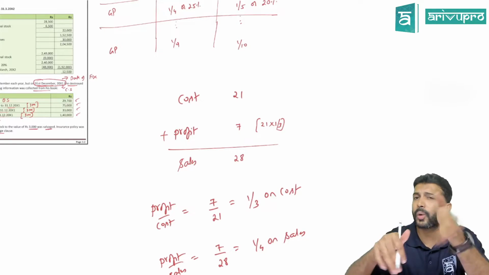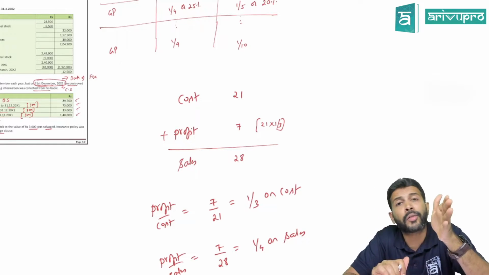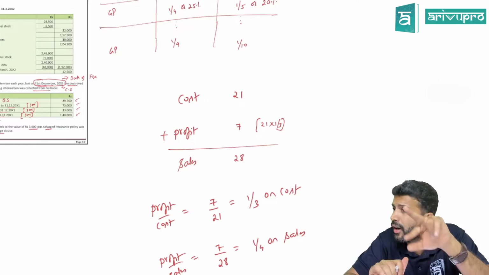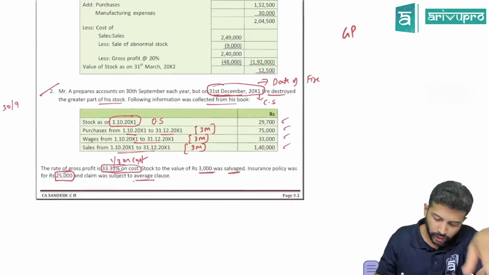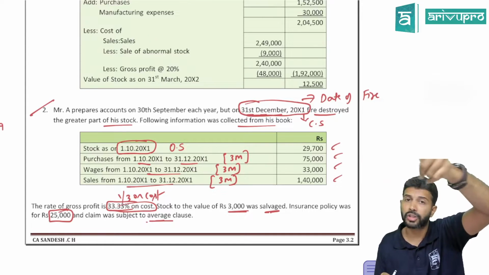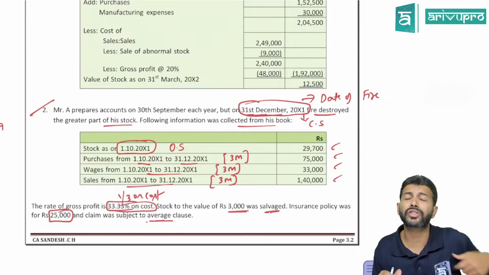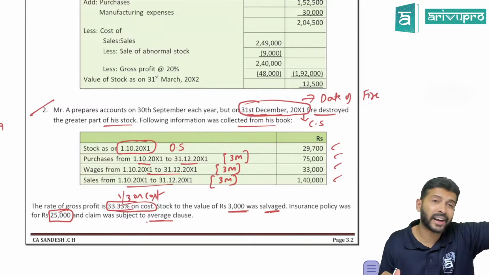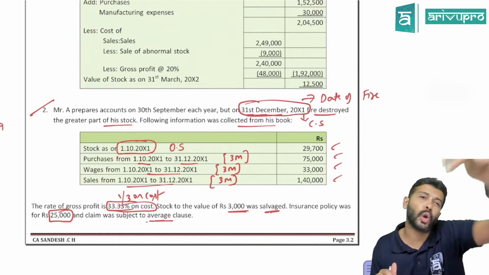So that means what is the equation that is getting triggered over here? If profit is 1/3 on COGS, it will be 1/4 on sales. Now, cost here means COGS. Sir, COGS is what? Cost of goods sold. How do you get cost of goods sold? Opening stock plus purchases plus direct expense minus closing stock.